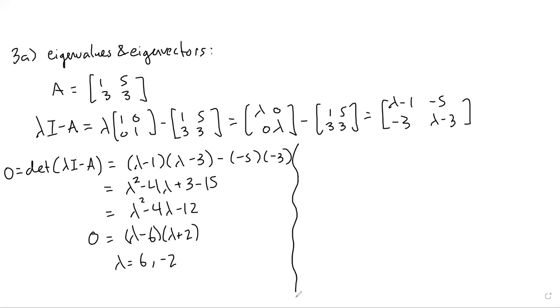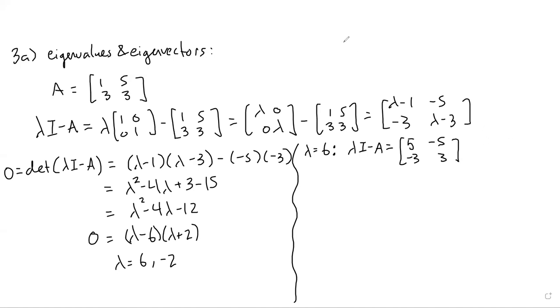So I'm just going to create a little space. So at lambda equals 6, basically what we do is we find the null space when we throw this back into the lambda I minus A. So lambda I minus A is going to be, I'm just going to throw it in here. So lambda minus 1 is 5 and -5. And I'll have -3 and 6 minus 3 is 3. And so we want to get the null space.